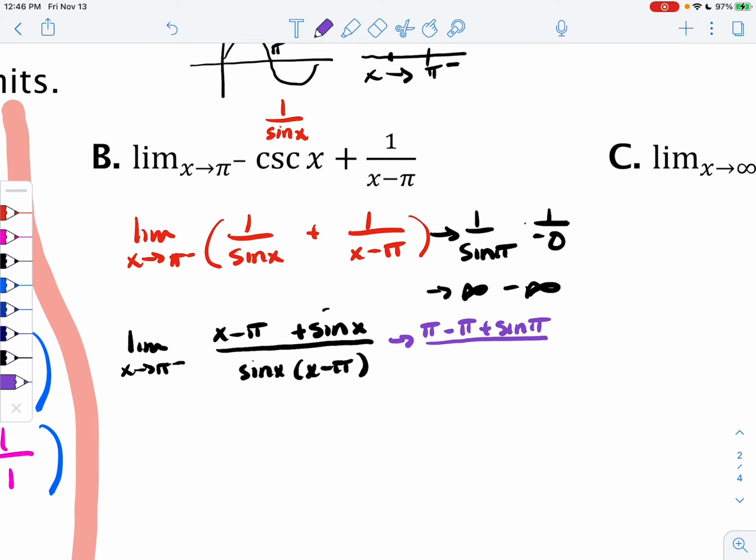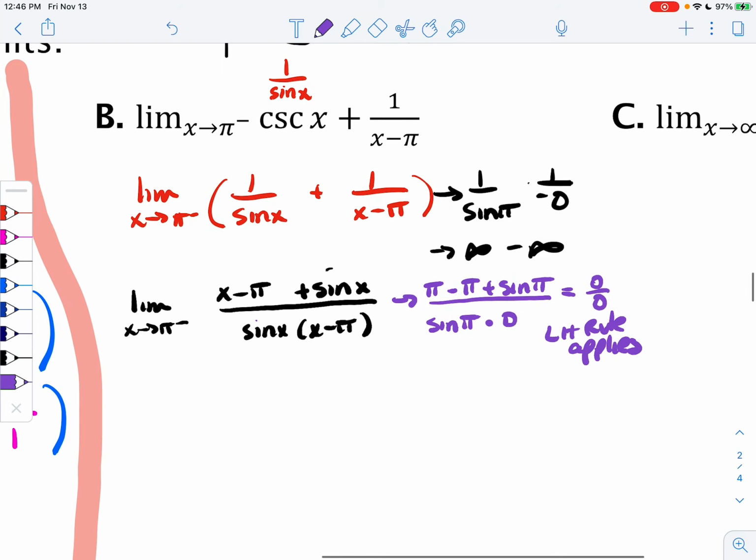And approaching sine of pi from the left, I'm going to get sine of pi times 0, and that is going to give me 0 minus, or pi minus pi is 0, plus sine pi is 0. I do get 0 over 0, so L'Hopital's rule applies. So I'm going to apply L'Hopital's rule.